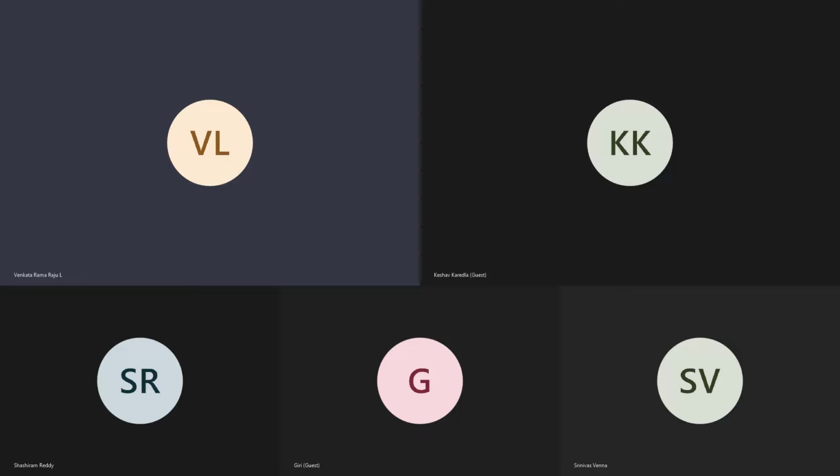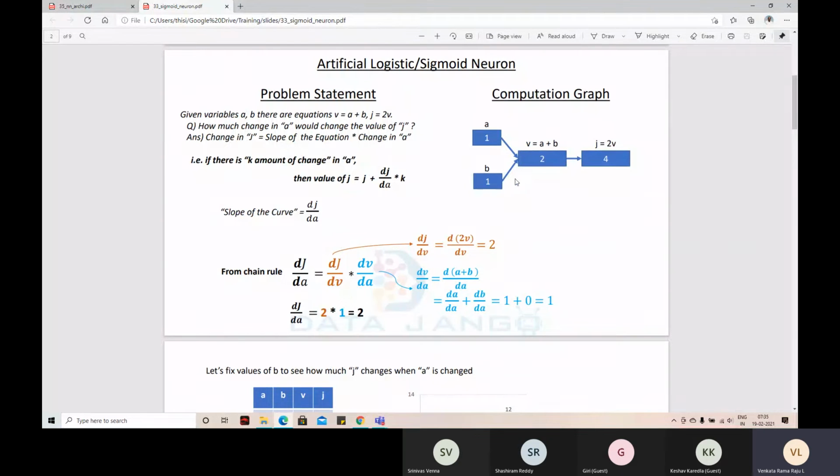So we are looking into a computational graph, right? Why we are talking about computational graph is TensorFlow works with computational graphs. It is not like sequential programming. So it's a computational graph. When you write a program, it builds a computational graph internally and tries to execute.